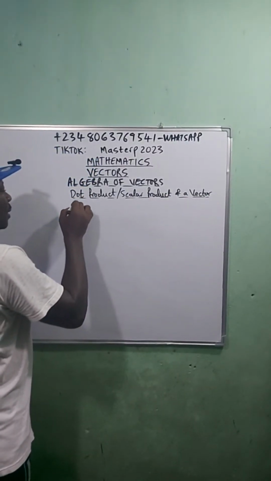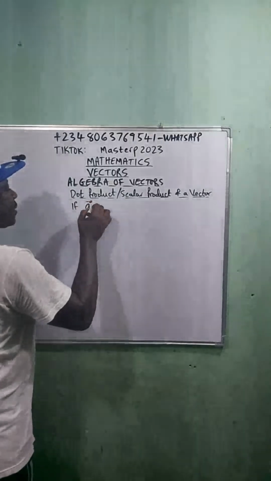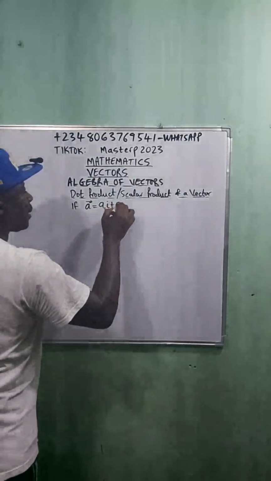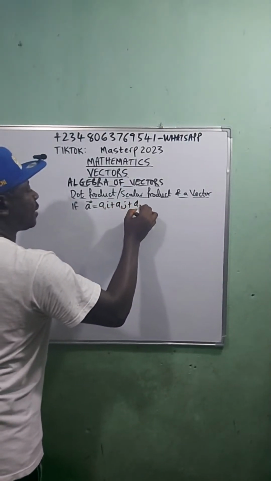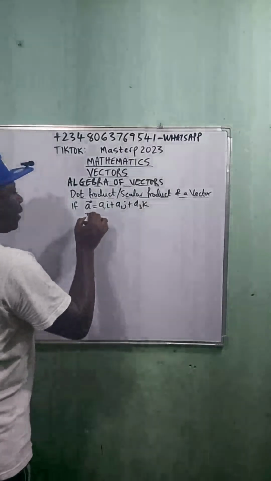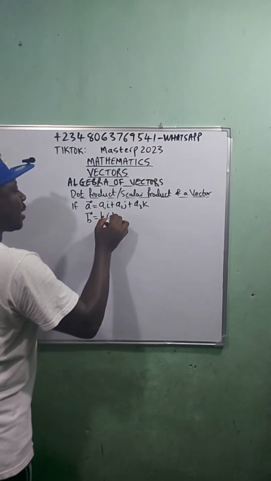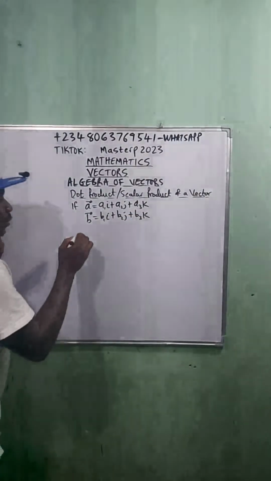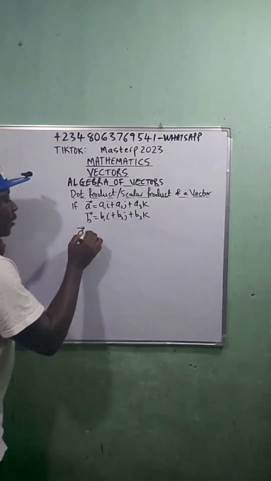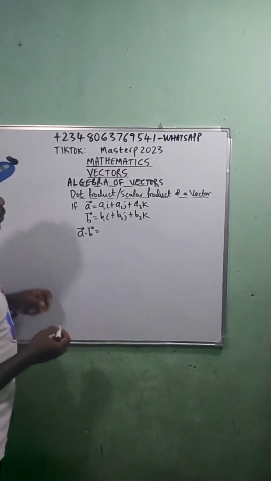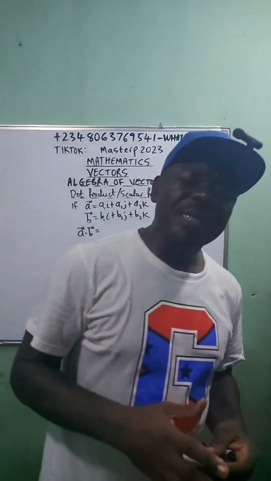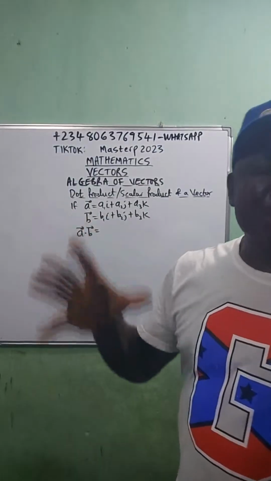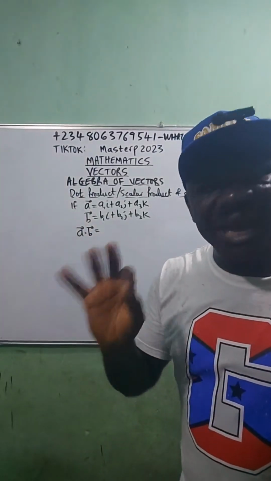So if the vector A is equal to A1i plus A2j plus A3k, and the vector B is equal to B1i plus B2j plus B3k, and I want to look for vector A dot vector B, we call it the dot product. Dot product means that at the end, your answer will be a scalar, because dot product means scalar product. That means in your answer, no unit vector will be attached to it. i, j, k will be absent.